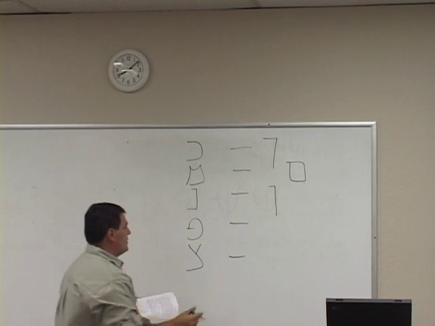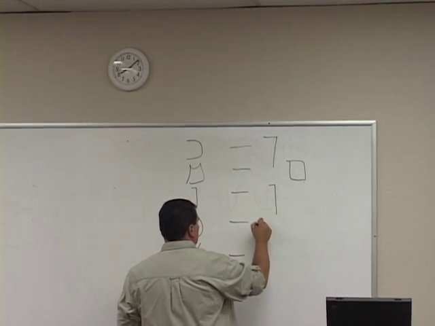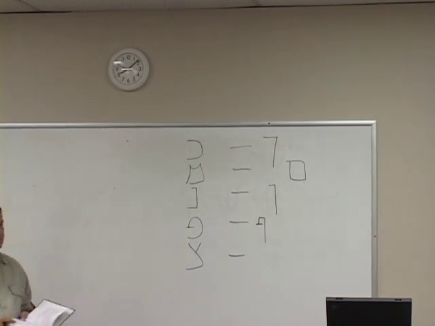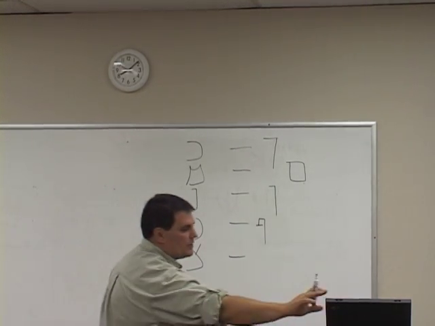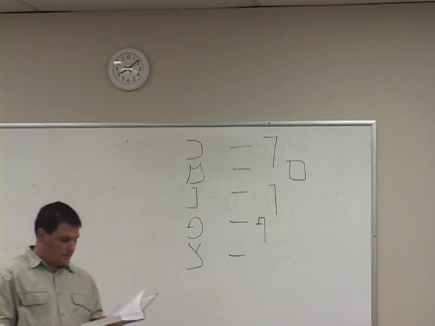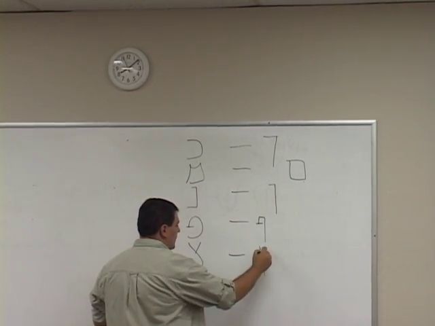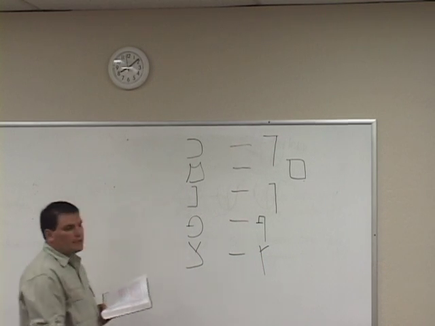Final Pe is written like this, like a little hangman, lower down. And final Tzadeh is written like a reversed Y.